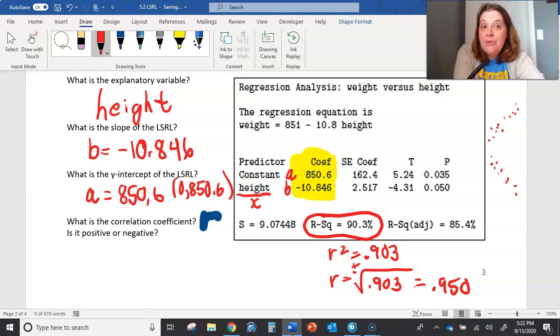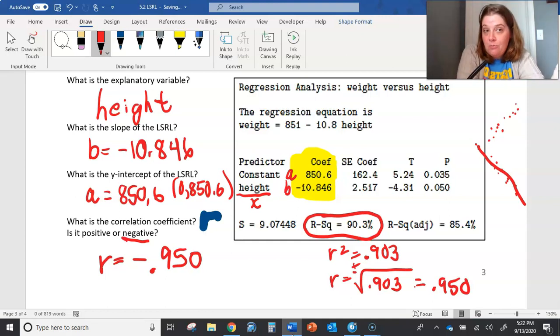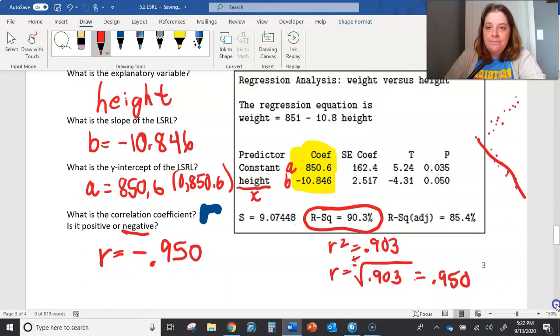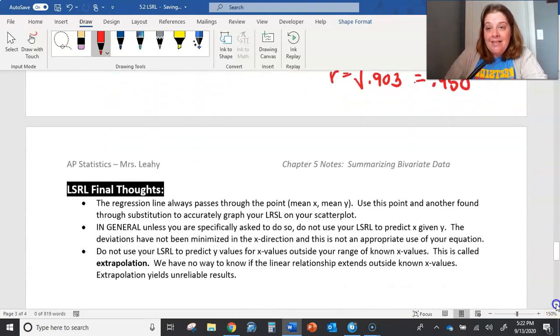What you want to do is it always matches the slope. So we know that if the slope is negative 10, our R value is also going to be negative. So this one's going to be negative because it needs to match the slope. If your slope is negative, your R value will be negative. If your slope is positive, your R value will be positive. So if you can't see the scatter plot, you have to be able to use the slope from that regression analysis.